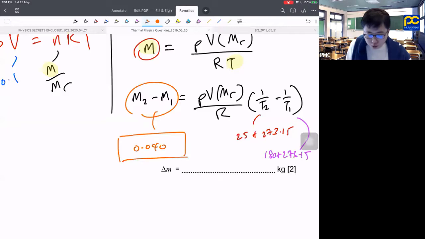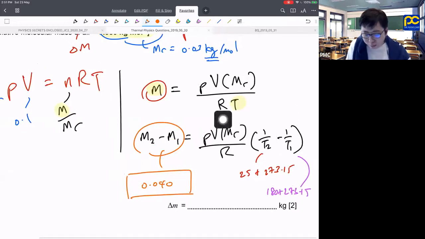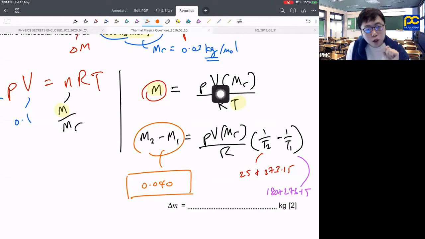Now, I want to ask you one question, Joanne. Let's say, for example, today I've changed my question. Let's say today my temperature is constant, okay? And then the volume changes from 10 unit to 15. If you want to find the change in mass, can I just throw in the change in volume inside? So can you tell me how much is the change in volume?